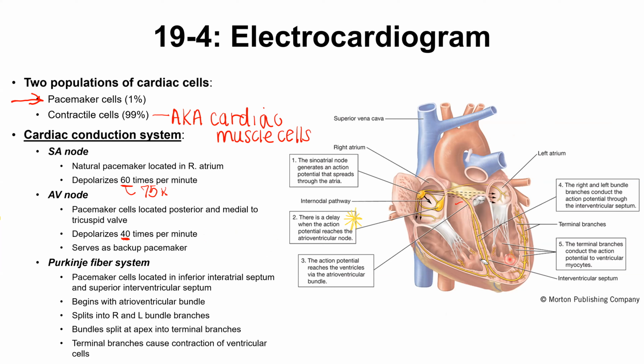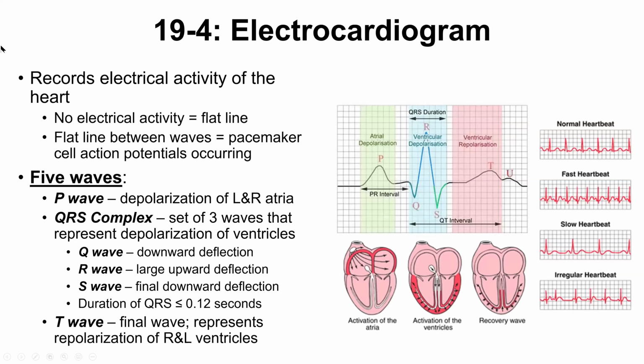All right, so let me erase this stuff. We will move on to talking about what this has to do with the electrocardiogram, or ECG, or EKG. Okay. All right, so the electrocardiogram records that pathway that we were just talking about, the SA node to the AV node, to the bundle of His, to the left and right bundle branches, to the Purkinje fibers. The electrocardiogram records this information.